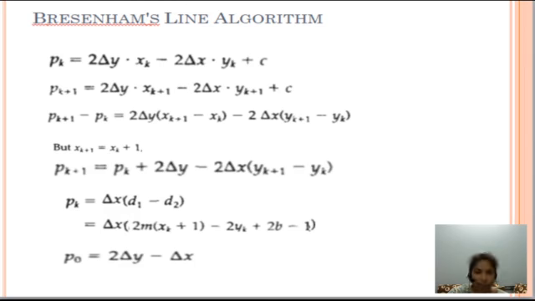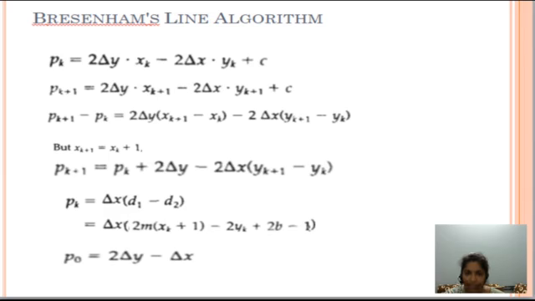yk. If pk is less than 0, yk is closer to the line path, and if pk is greater than 0, yk plus 1 is closer to the line path. Then to start with, we have to find out the initial decision parameter p0. p0 is equal to 2 delta y minus delta x. So this we are getting from this equation.